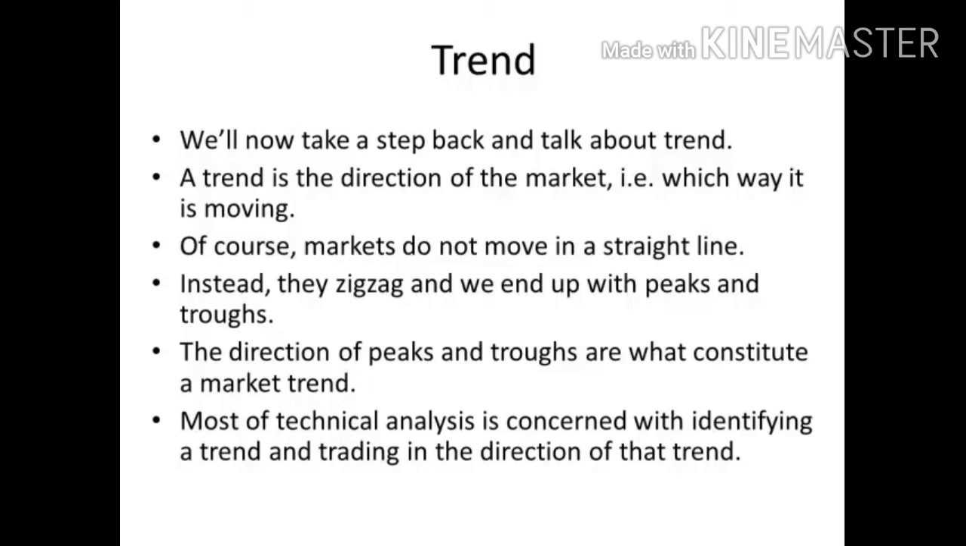Well, we know that markets do not move in a straight line, right? They zigzag, they go up, they go down. So if we look at any charts, what we will see is that we have peaks and troughs. So peaks are the higher points, so an up move followed by a down move. Trough is the lowest points, a down move followed by an up move. And when we're thinking about what constitutes the market trend, what we want to look at is the direction of the peaks and troughs. So if the peaks and troughs are moving upwards, that's an uptrend. If the peaks and troughs are moving downwards, that's a downtrend, and so on.